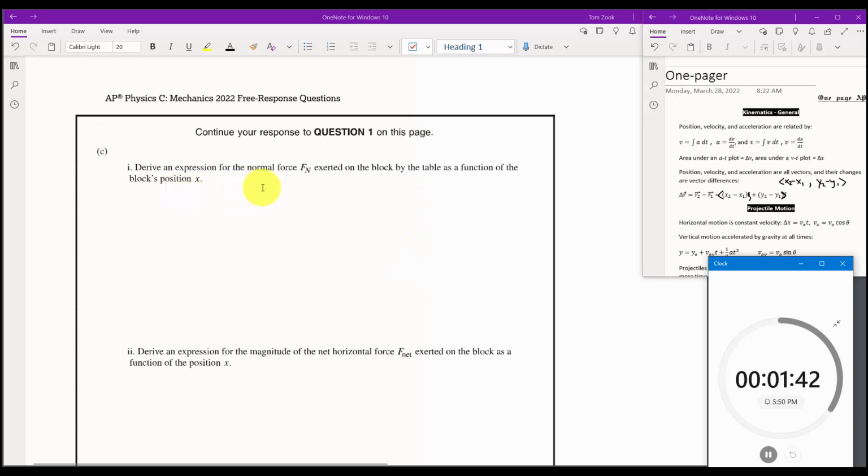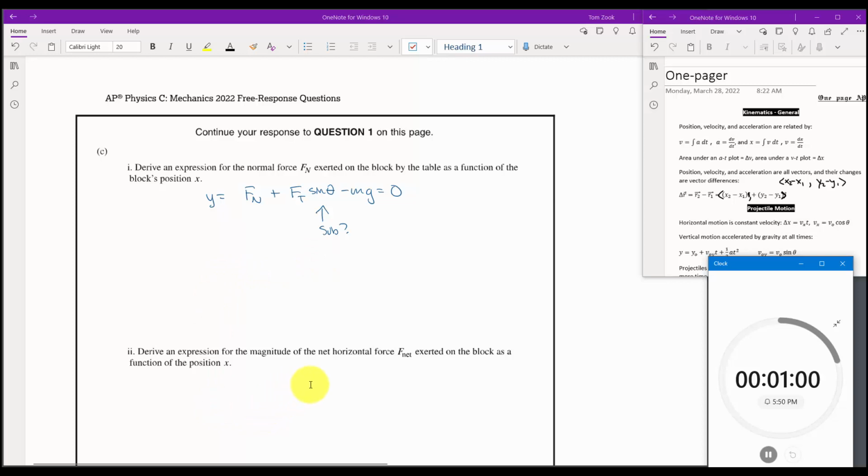Derive an expression for the normal force N exerted on the block by the table as a function of the block's position x. Okay, net force equation. They're asking us to solve for a force. So in the y direction, we'd have normal force plus the tension force sine theta component minus mg would have to equal 0. So that's my net force equation for that. And we want a function of normal force in terms of x. We're gonna have to do some sort of subbing or something like that, which we're not gonna do right now. We're gonna move on to C2 and see if we can set something up for that.